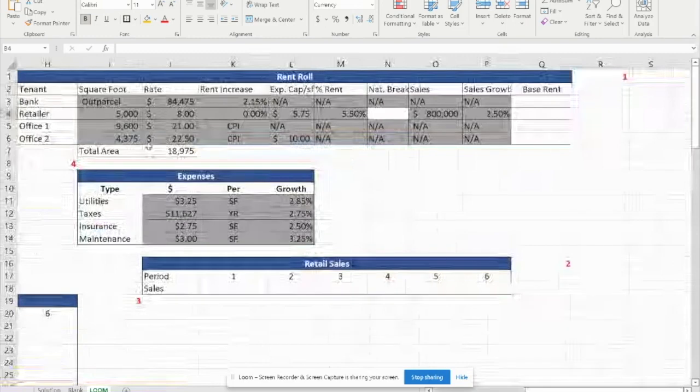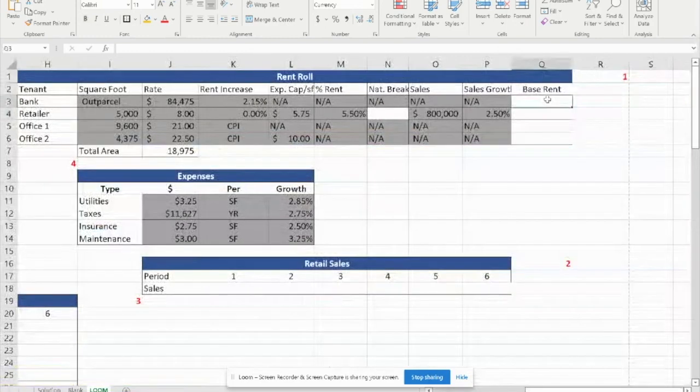Step one, given the rent roll, you're going to calculate or establish the base rent. The base rent for the out parcel is given to you. So you're simply going to hit equal the amount for the out parcel, which is $84,475. And for the base rent for the retailer, office one and office two, it's simply going to be the square footage times the price per square foot. And if you did that correctly, you don't need to anchor anything. You can just drag it down. It will give you, as you can see, the base rent for office one and office two as well.